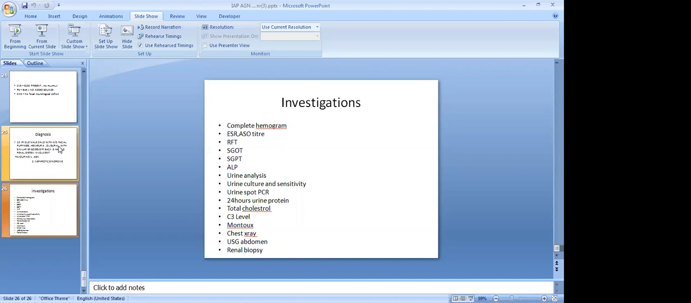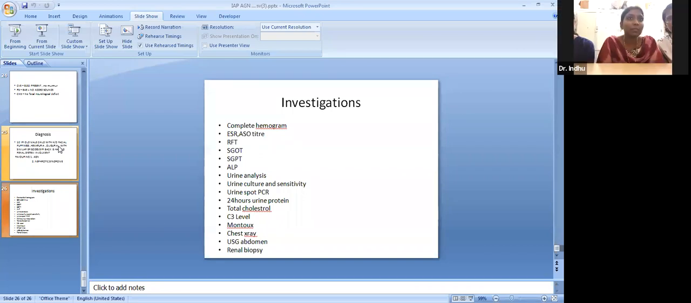How do you define RPGN? It's like rapidly progressive, right? Okay, go on. What do you want to do next? HGOT, SGPT, ALP, urine analysis.